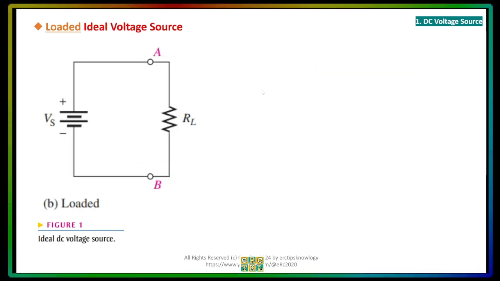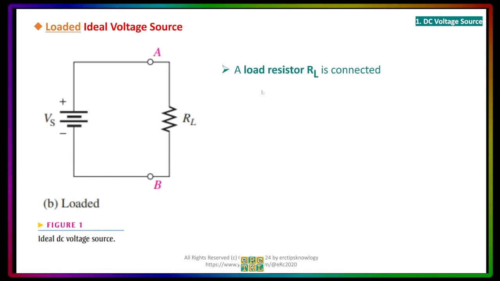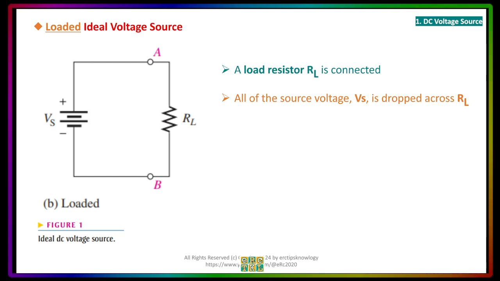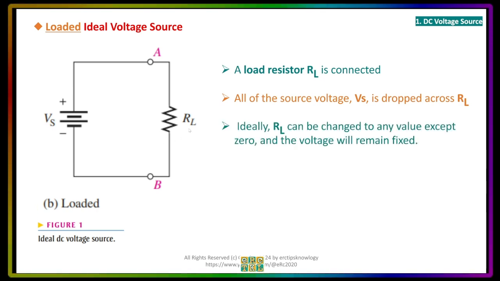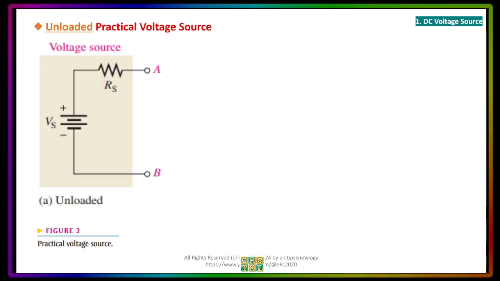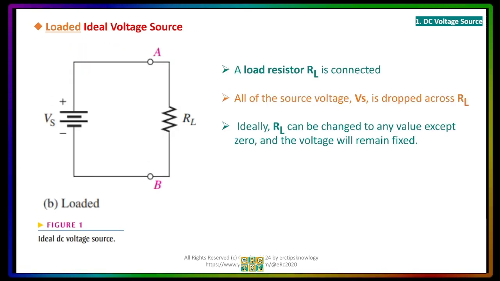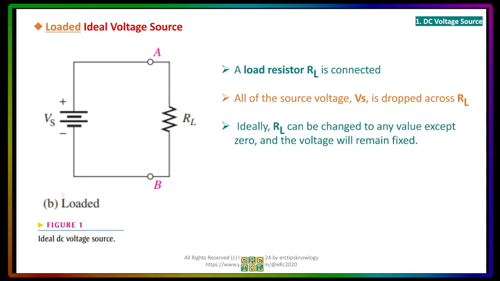Now, if we put a load resistor between A and B, like what you see here in the figure, all the voltage value from the voltage source will be taken by the load resistor RL. And ideally, the RL can be changed. You may change the value of RL except 0, and the voltage will still be the same. So this is what happens when we load the ideal voltage source with a load resistor.